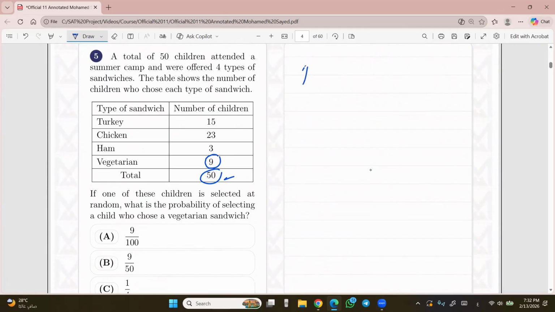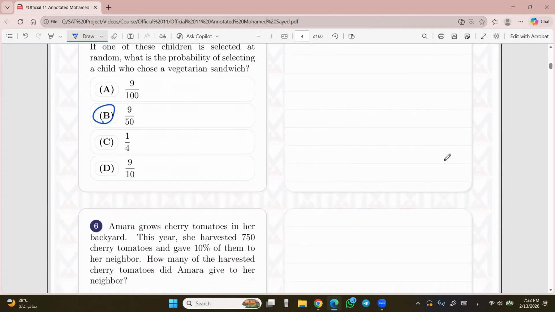And we know that the probability is equal to the number of times the event is mentioned over all possibilities. So the event we are talking about is 9, which is the vegetarian, 9, and the total is equal to 50. Very easy question. Just write 9 over 50, and that's your answer.